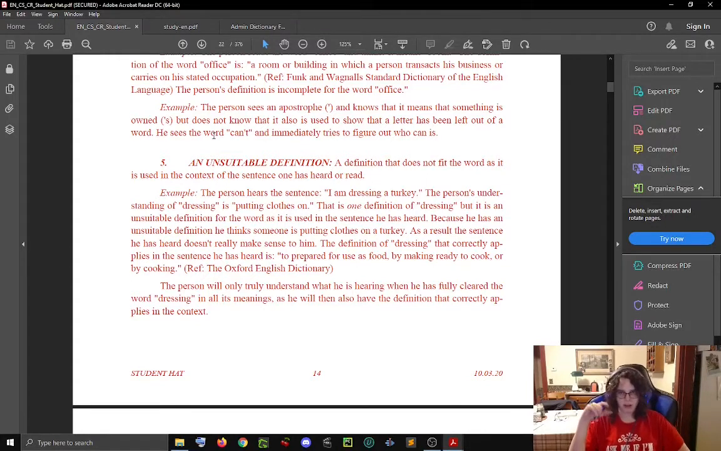To prepare for use as food by making ready to cook or by cooking. The person will only truly understand what he's hearing when he has fully cleared the word dressing in all its meanings, as he will then also have the definition that correctly applies in the context.